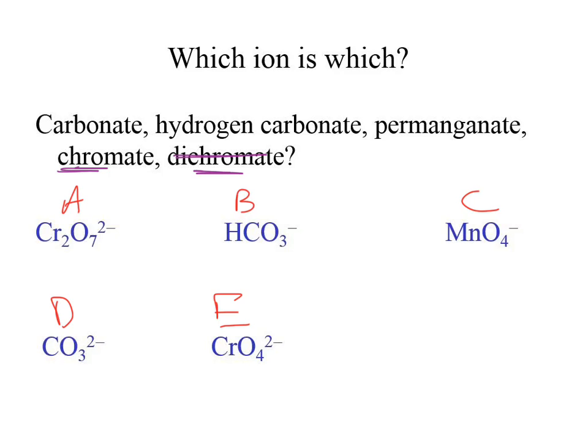Hydrogen carbonate. Very good. C, Shelby. Permanganate. It's a beautiful purple looking thing. Makes you want to drink it. Carbonate for D. And then back to you, Shelby. Chromate. Okay.